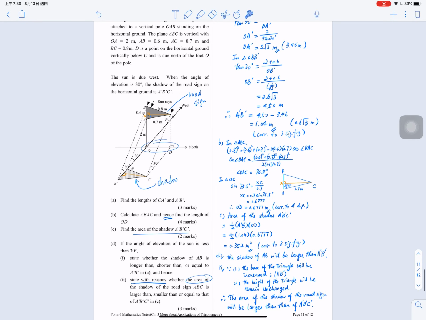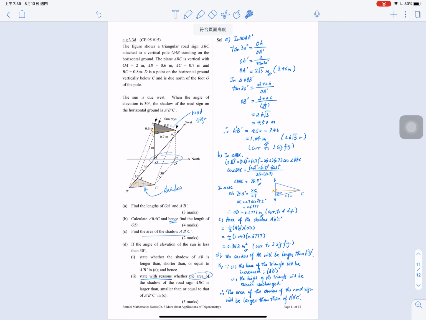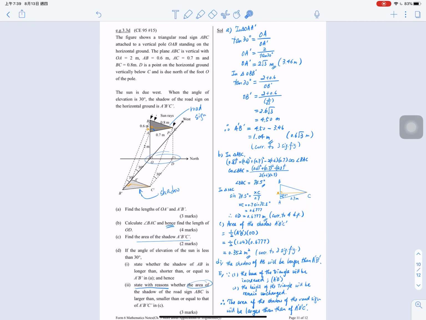So this is a practical question in public exams like this. You can try more public exam questions about three-dimensional problems. Okay?